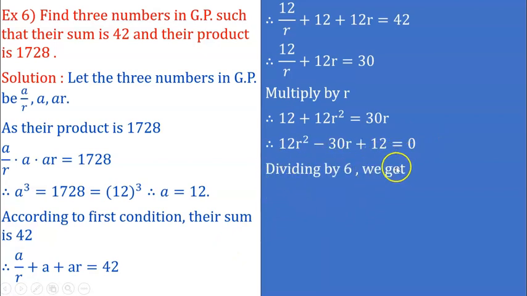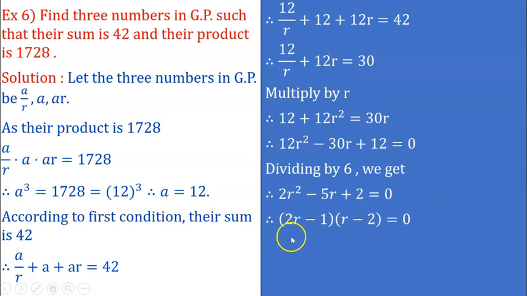Now, divide the whole expression by 6. Then you will get the quadratic equation 2R square minus 5R plus 2 is equals to 0. Now, what are the factors? That is minus 4R, minus R. And after simplification, you will get here in the first bracket 2R minus 1, and in the second bracket, R minus 2, bracket complete, that's equals to 0.